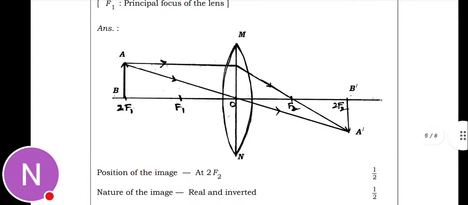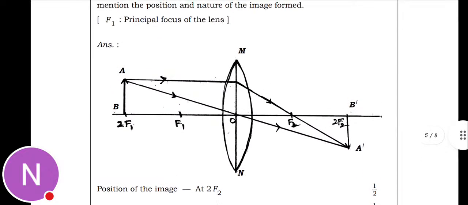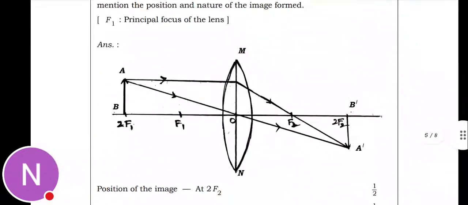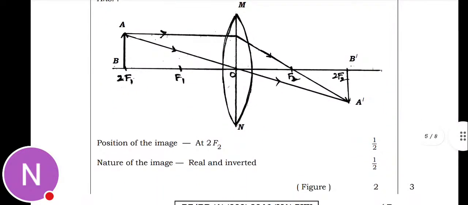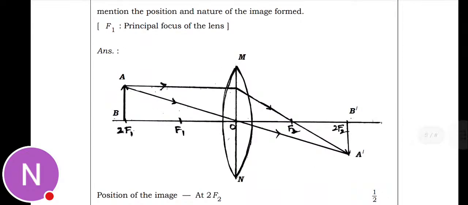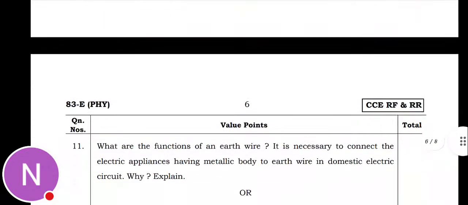The position of the image is at 2F2. At the 2F2, the position of the image is there. The image is real and inverted, right? So therefore it is the answer. And for drawing you will get two marks and half mark for the position and figure. So totally one mark plus 2, 3 marks you will get.